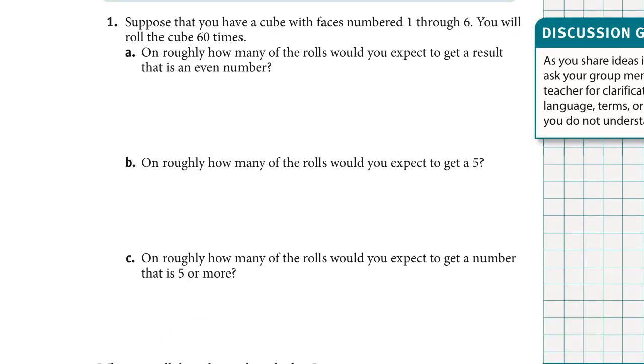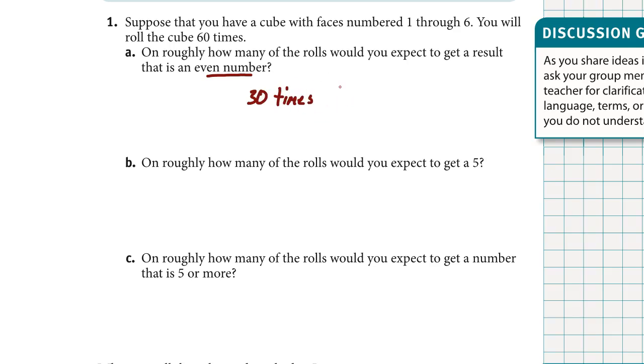Take a look at number 1. Suppose that you have a cube with faces numbered 1 through 6. We call this a die when you're playing board games. And you roll the cube 60 times. On roughly how many rolls would you expect to get an even number? 3 out of the 6 faces on the cube are even numbers. So half of the things that could happen are even numbers. If we roll about 60 times, we would expect about half of those times to end up as even numbers, or 30 times.